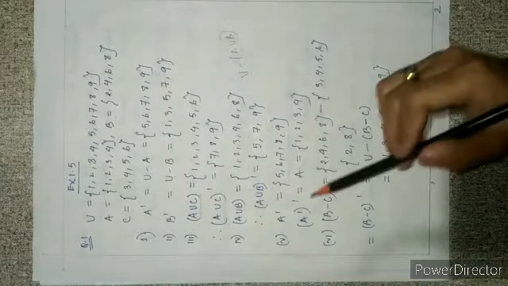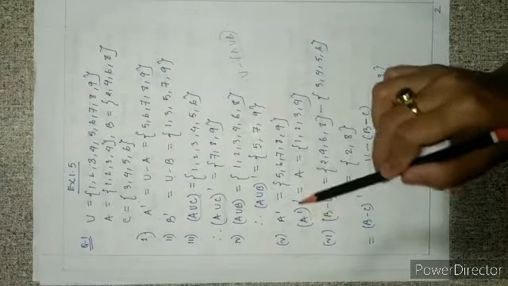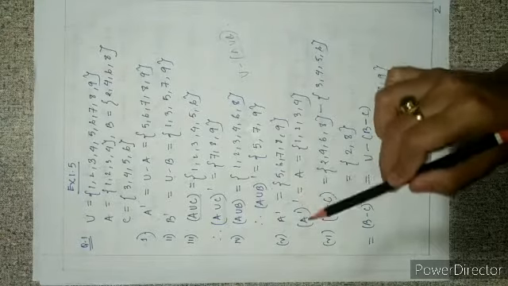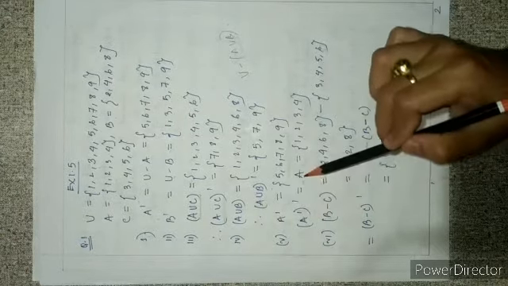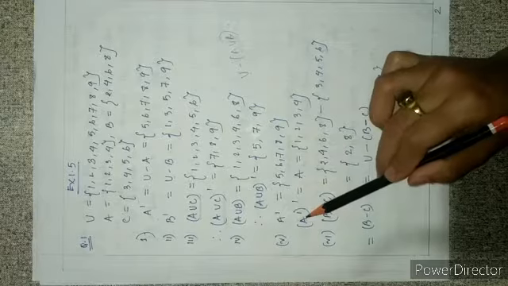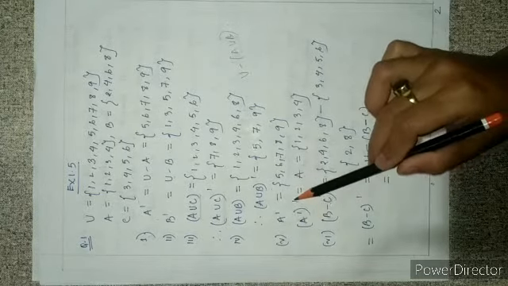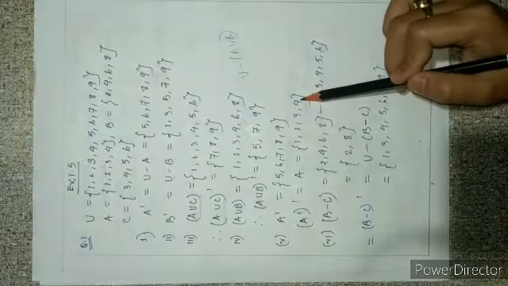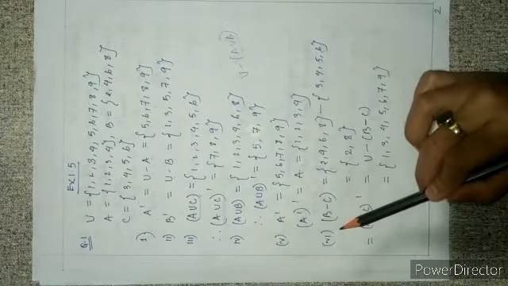Roman number 5, double complement. Now from the properties of complement set, double complement of set A will be equal to set A. Elements of set A are 1, 2, 3, and 4.